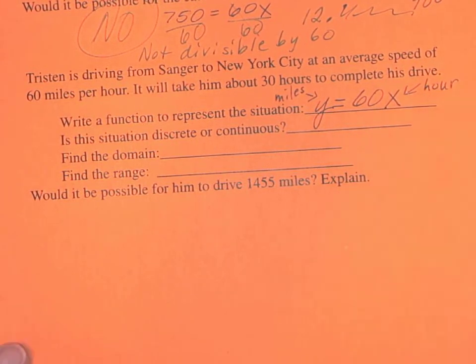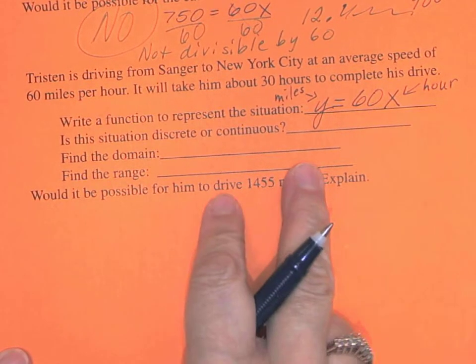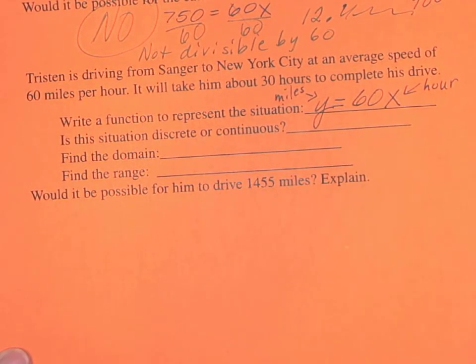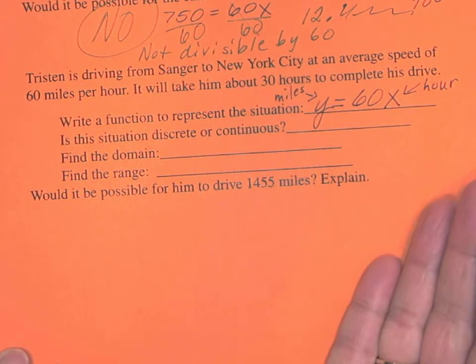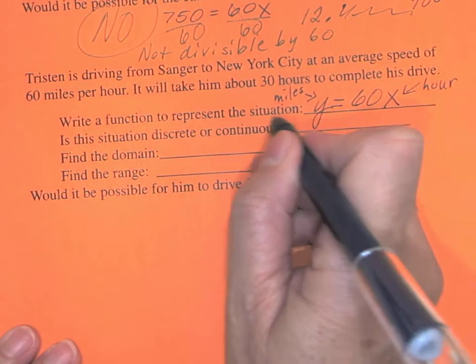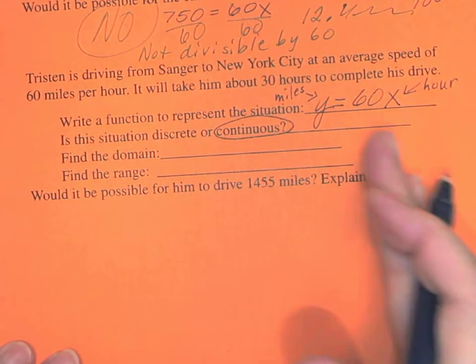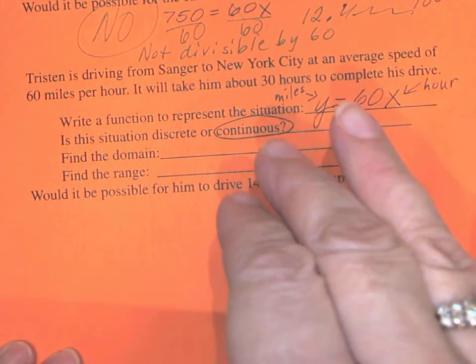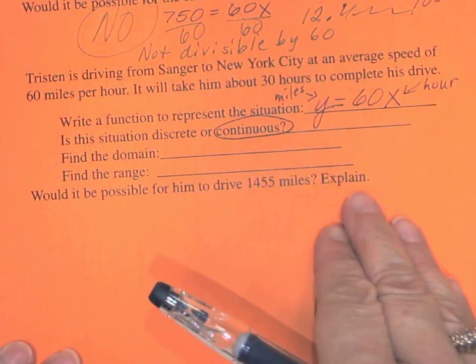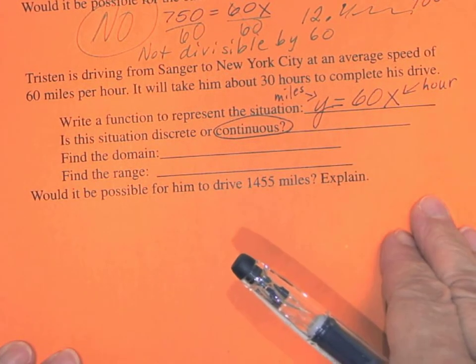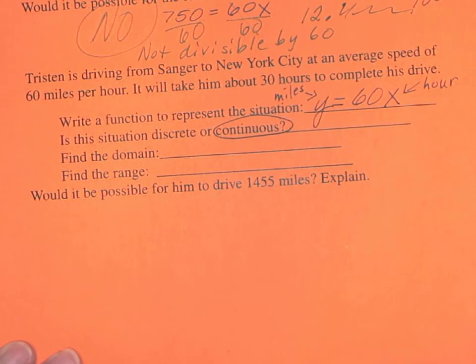Is this discrete or continuous? Does Tristan drive 1 hour, 2 hours, 3 hours, 4 hours? Well, no, he can drive part of an hour. He can drive an hour in 3 minutes. He can drive an hour in 3.5 minutes. So yes, this is continuous because it keeps going and it continues. It includes parts of an hour and parts of a mile. You can also do part of a mile.